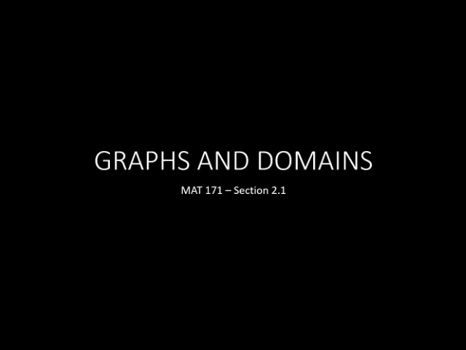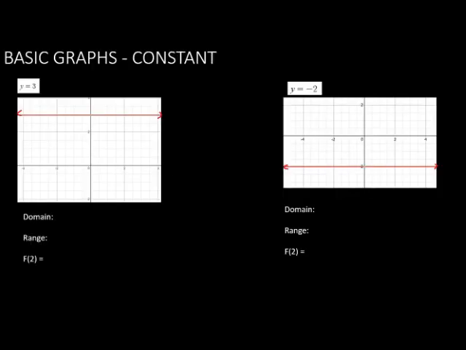Here in this video, we'll talk about graphs and their domains. The first type of graph we'll cover is called a constant graph. A constant graph is any graph that starts from a function that says that y equals some number.